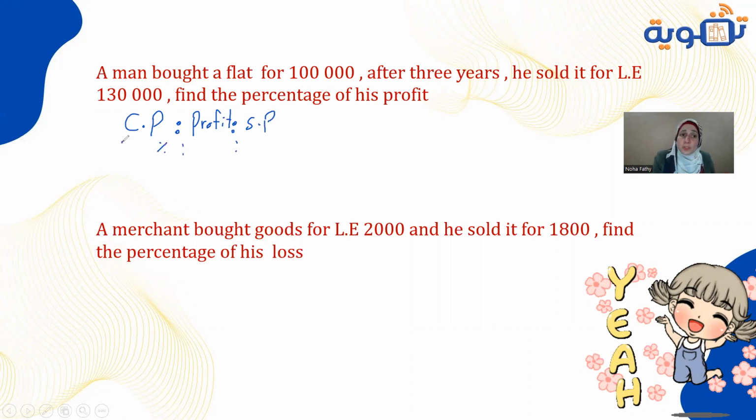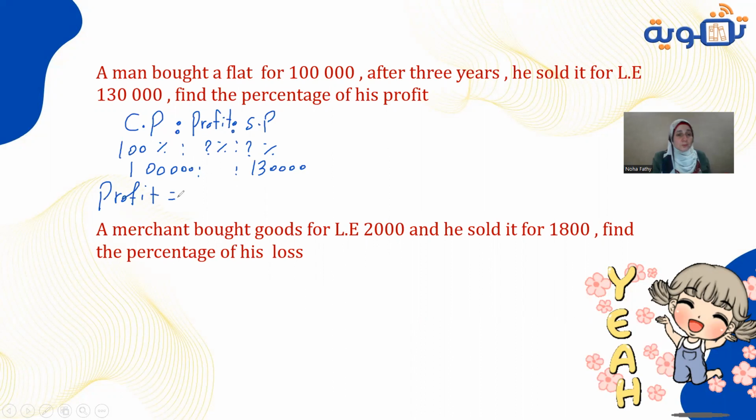In all questions, the percentage of cost price is always 100%. The percentage of the profit, I don't know. The percentage of selling price, I don't know. But he said he bought, so this is the buying price, the same meaning as cost price, 100,000, and the selling price is 130,000. The difference between them gives me the profit.